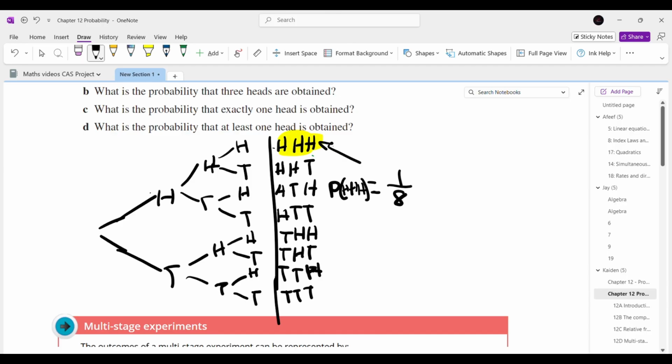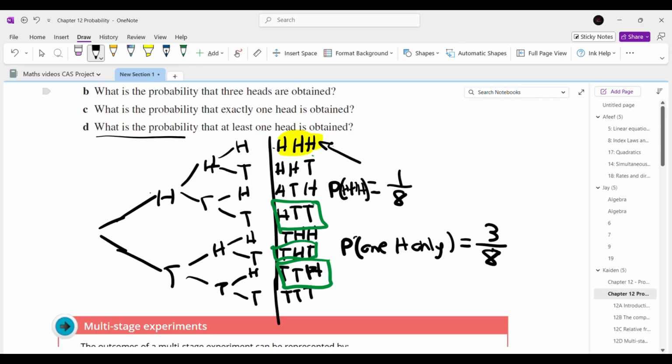Now, what is the probability that exactly 1 head is obtained? So exactly 1 means only 1. All of these values only have 1 head being obtained throughout our 3 tosses. So the probability of 1 head only equals 3, because there are 3 possible outcomes, over our 8 total outcomes.